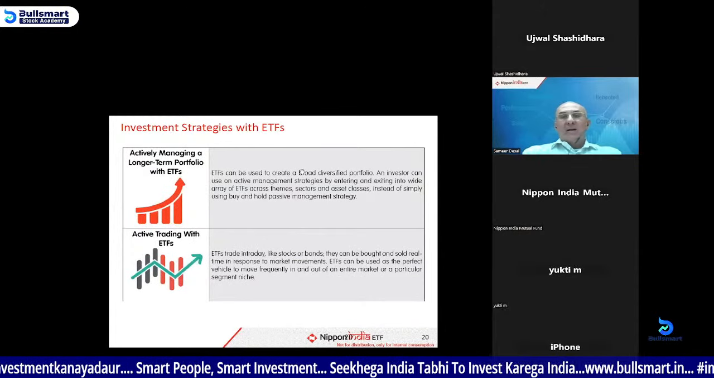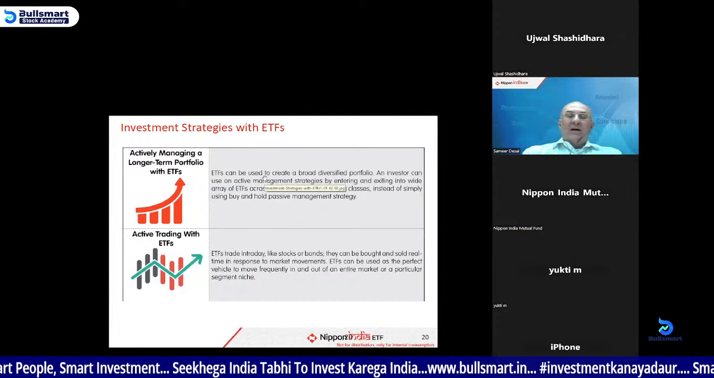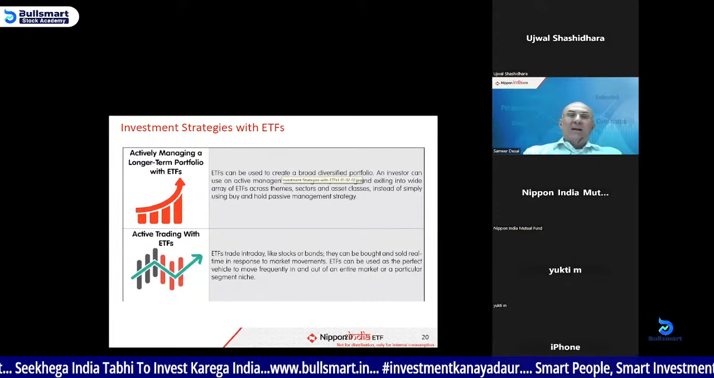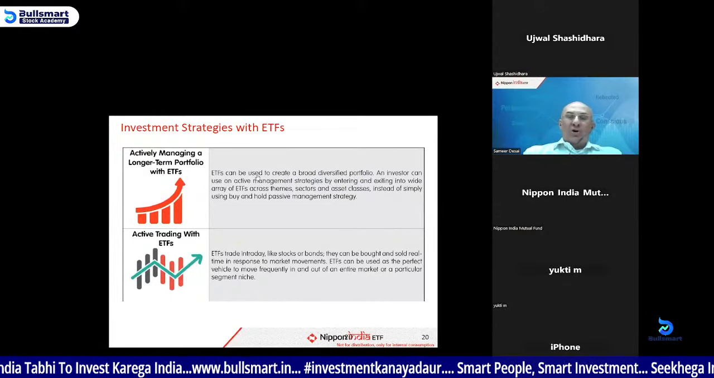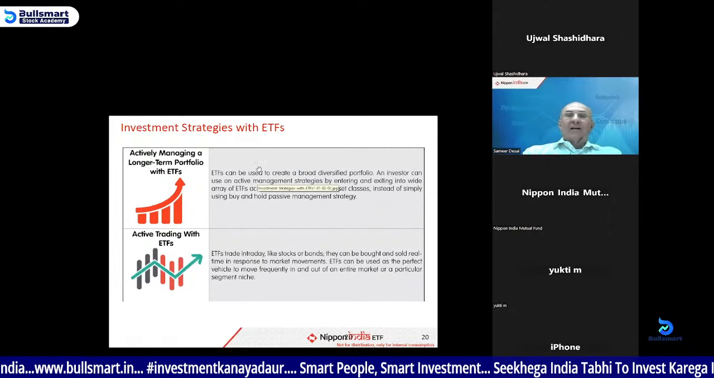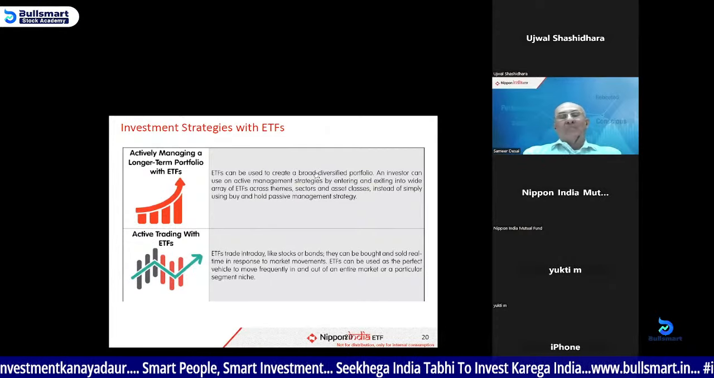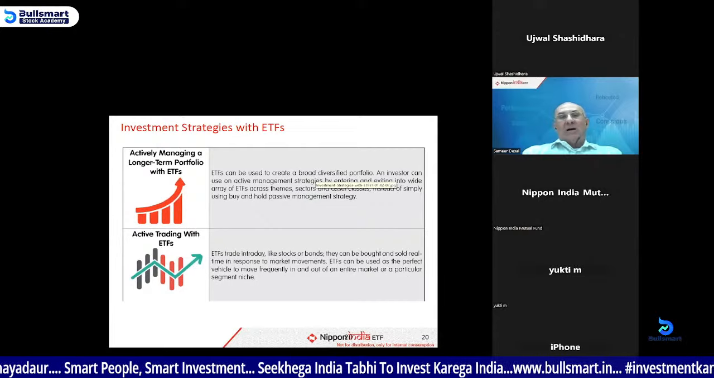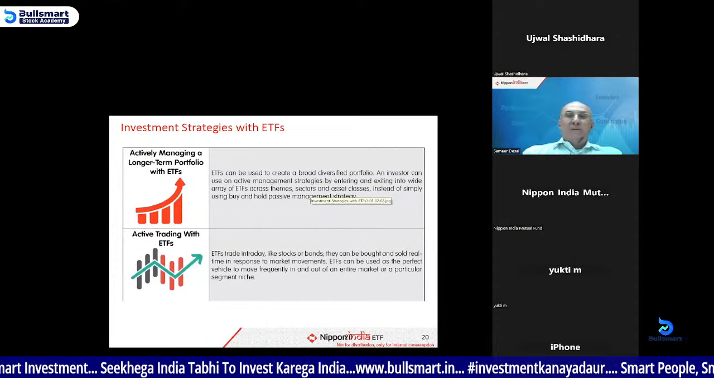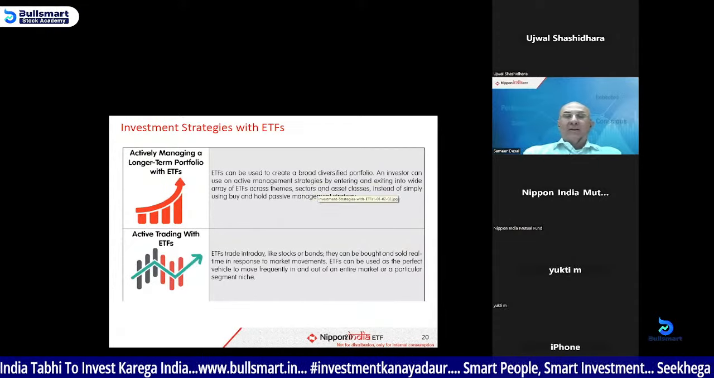What this means is that one can take calls into various sectors. So for example, if somebody is bullish on the pharma sector, then instead of buying individual pharma stocks or guessing which individual pharma stocks to invest in, one can straight away start participating in a pharma ETF where the underlying portfolio is the Nifty Pharma Index. Likewise, you can invest into various themes, sectors, and different asset classes using those respective ETFs.